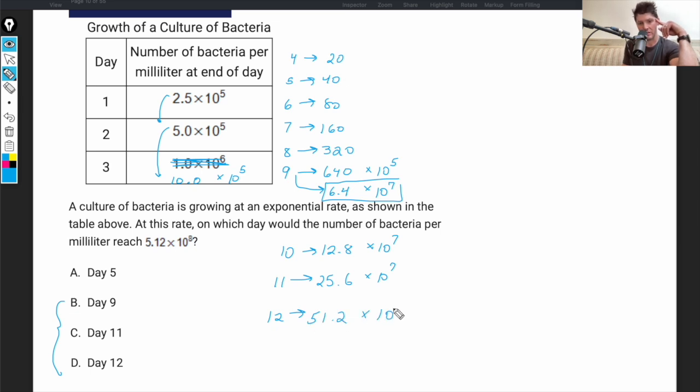Now here's where this question gets interesting, and I've seen this before. This is at the end of each day. Okay, so here's day 11 at the end of the day, which we'll change into proper scientific notation by moving the decimal over 1 and the exponent up 1. So at the end of day 11, we're not quite there.